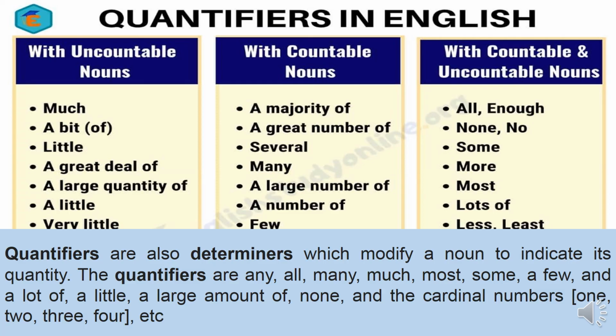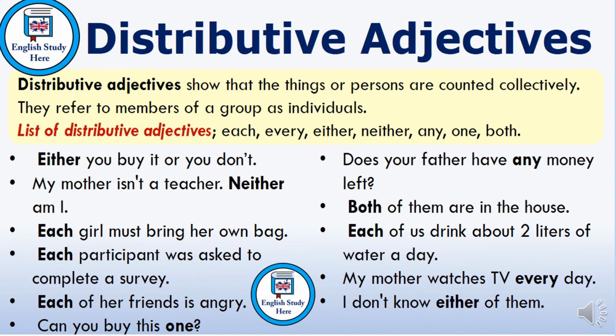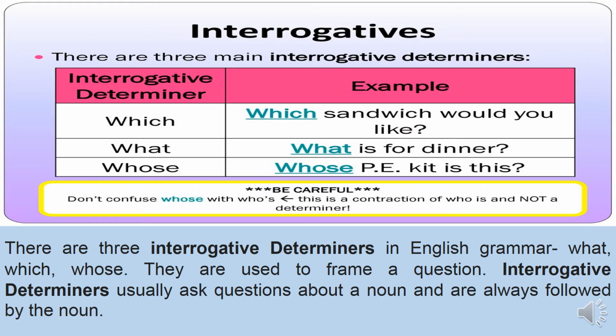Next is quantifiers. I told you they go with uncountable nouns, countable nouns, and with both. These determiners modify a noun to indicate its quantity. So here are the examples which tell us about the quantity of nouns. The next one is distributive adjectives. We have each, every, either and neither. Sometimes we use any, one or both. They show that the things or persons are counted collectively, but they refer to members of a group as individuals.